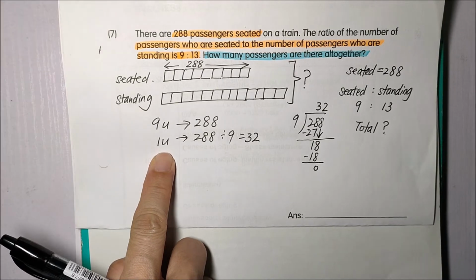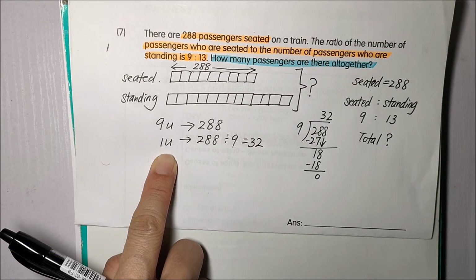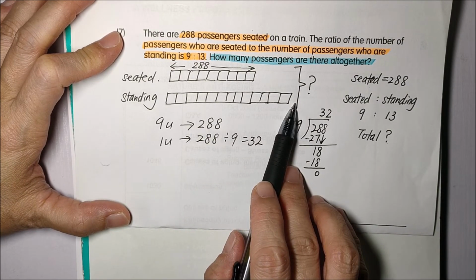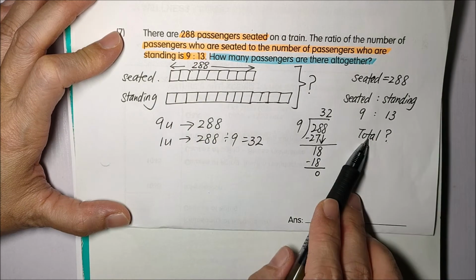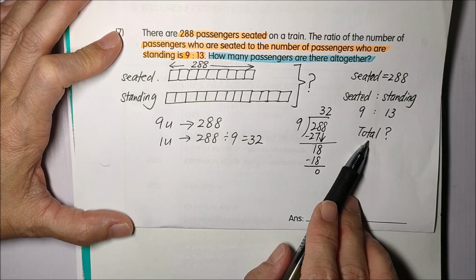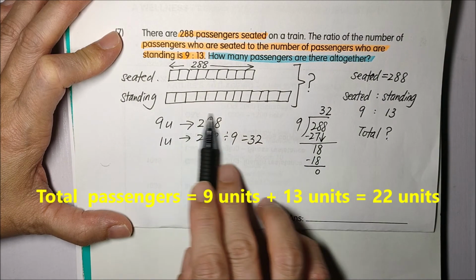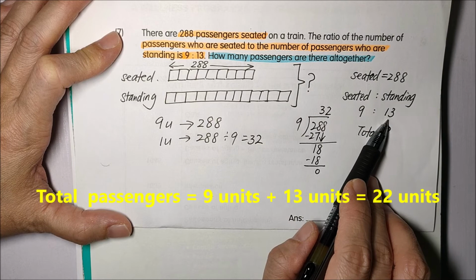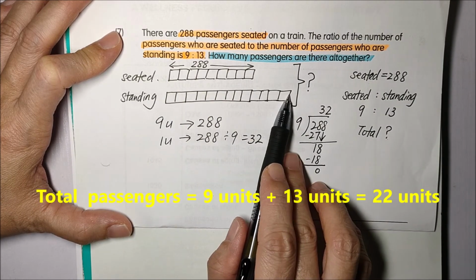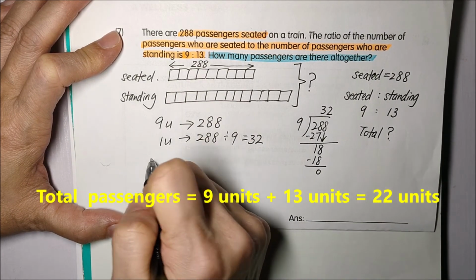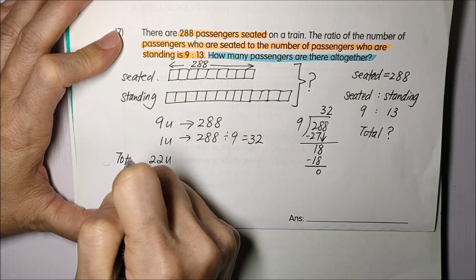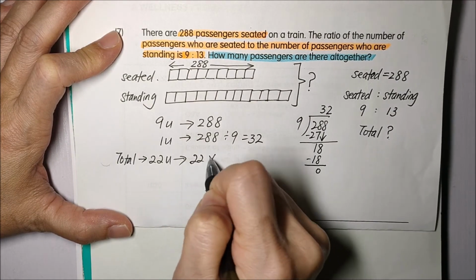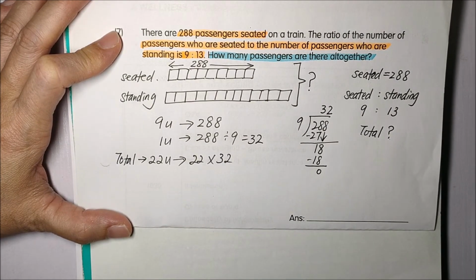After knowing 1 unit, there are 2 ways you can find the total. You can find the number of passengers standing, then add it to the passengers seated. But I don't need to do that. The shorter way is I find the total number of units here. In this case, the total number of units will be 9 plus 13. If you were to count 9 plus 13, that will give me 22 units. So my total, which is my 22 units, is actually 22 times 32.